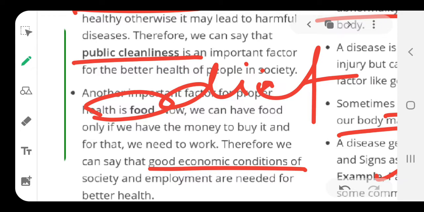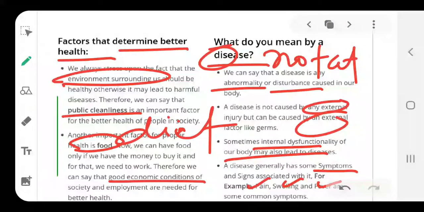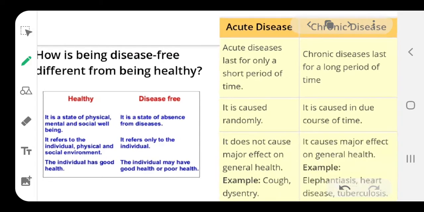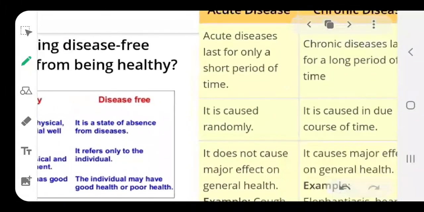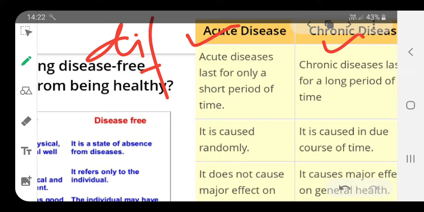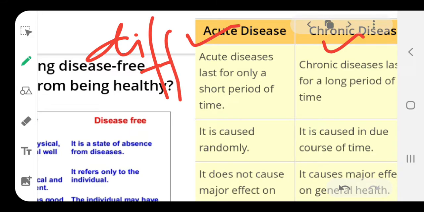Okay. So, all these factors together combine to determine whether we are healthy or not. As I have told you, diseases fall under two categories: one is called acute, the other is called chronic. This question has great importance in your question papers, so do read and write down the differences between acute and chronic diseases.